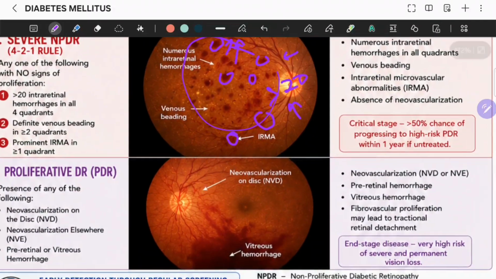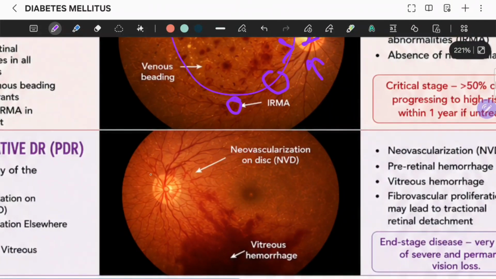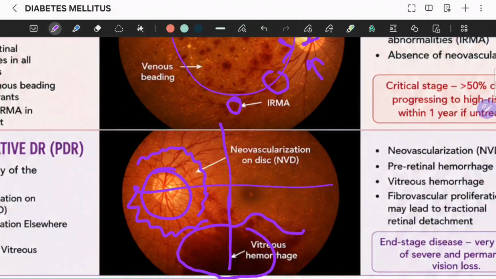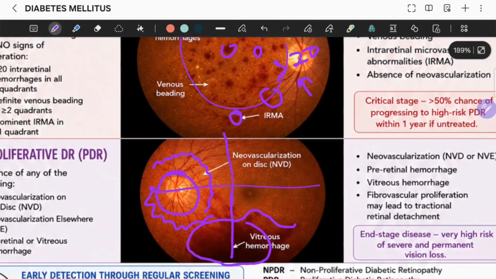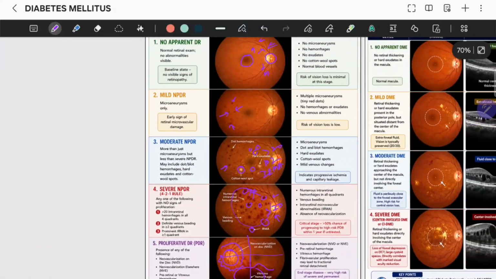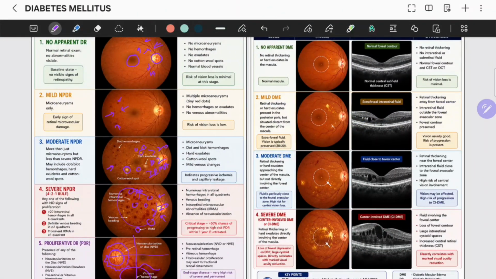Now you see a case of PDR. You can see the network of capillaries here, the network of vessels. So this is neovascularization at the disc. The disc is very much covered with new blood vessels, and also you can see a vitreous hemorrhage here in the lower 2 quadrants, if you divide like this. So this says that there is proliferative diabetic retinopathy. So this is about the real fundus images of diabetic retinopathy.